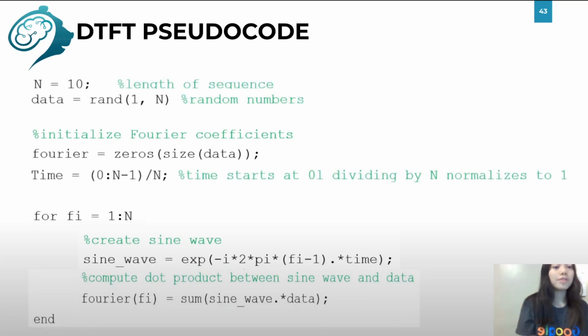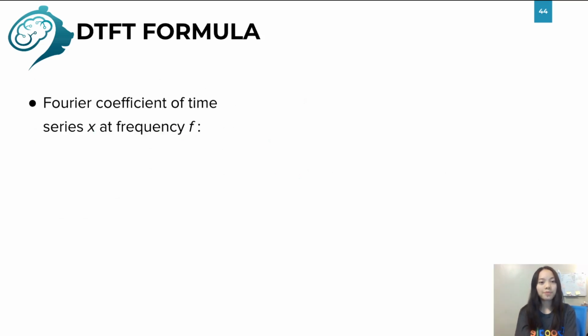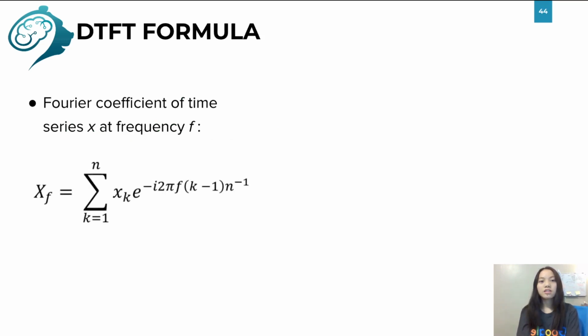And then you need to compute the dot product between the sine wave and the data. The dot product computes the mapping between two vectors. So this is the general algorithm for computing the discrete time Fourier transform of the data. The formula for the discrete Fourier transform of variable x at frequency f is just the sum of the dot product between the sine wave and the data. Here n refers to the number of data points in vector x, and capital X of f is the Fourier coefficient of time series variable x at frequency f.